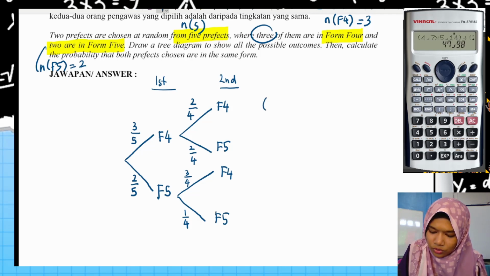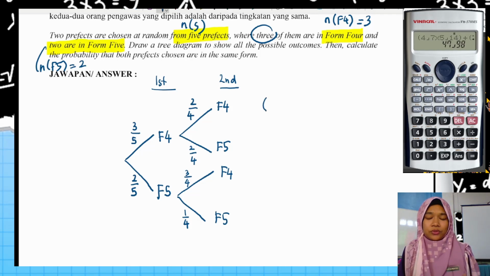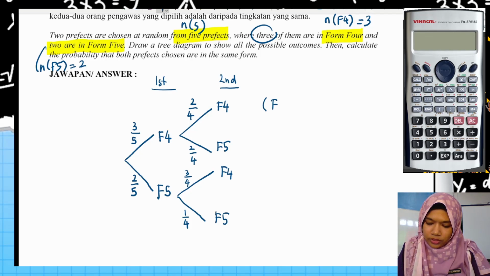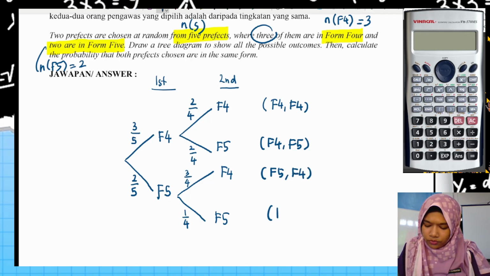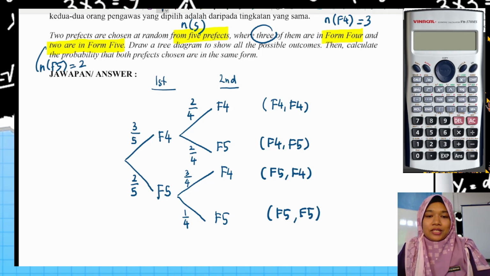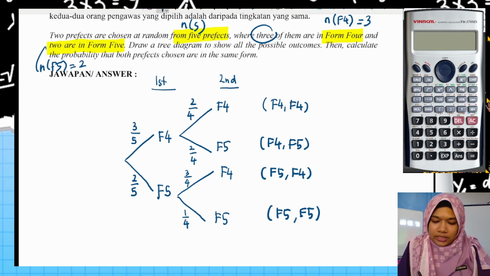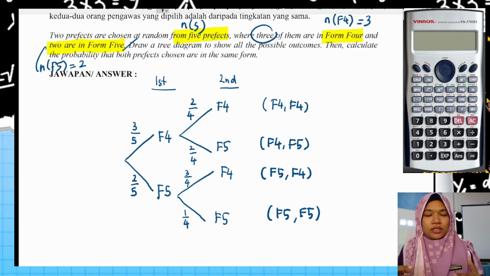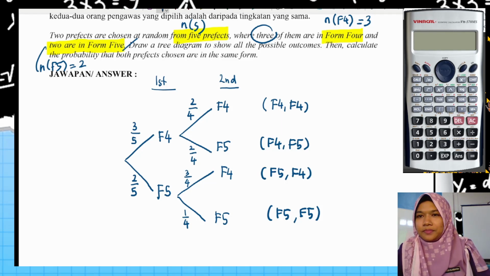Okay, so now you list the keseluruhan punya outcomes dia. The ordered pair: Form 4, Form 4. Form 4, Form 5. Form 5, Form 4. This one, Form 5, Form 5. So, inilah dia, the tree diagram. Okay, selesai untuk question yang pertama yang dia minta draw a tree diagram to show all the possible outcomes. Inilah jawapannya. Okay, alright.